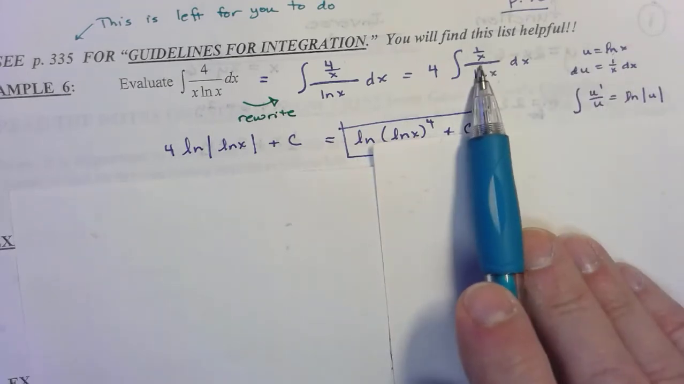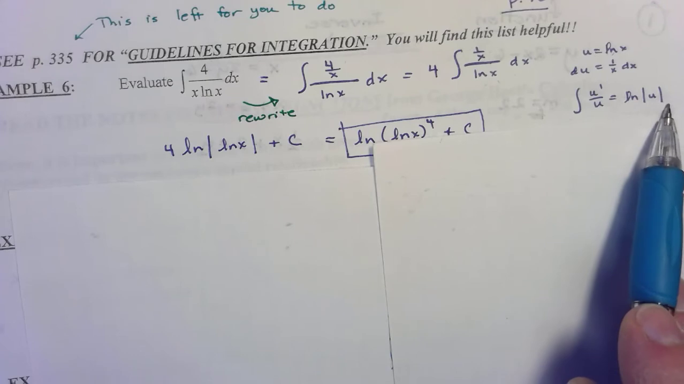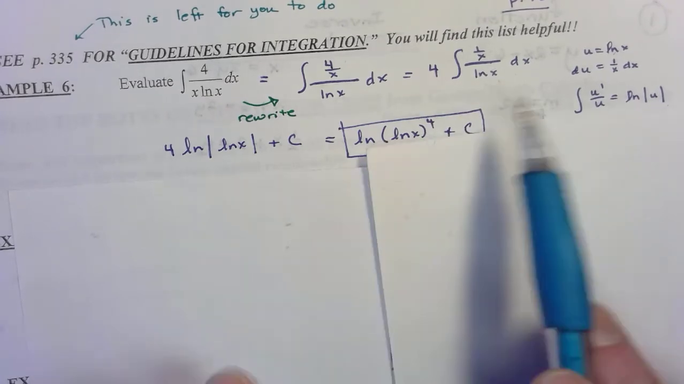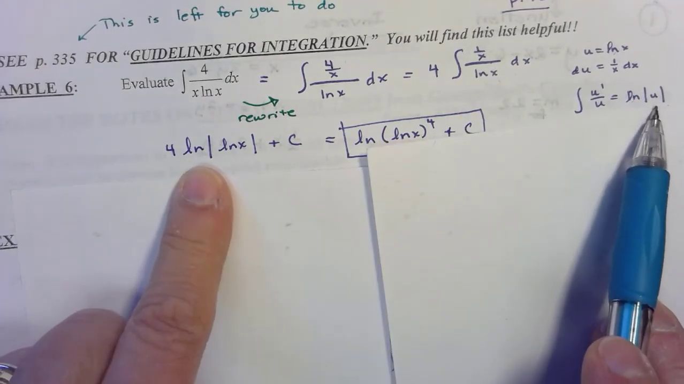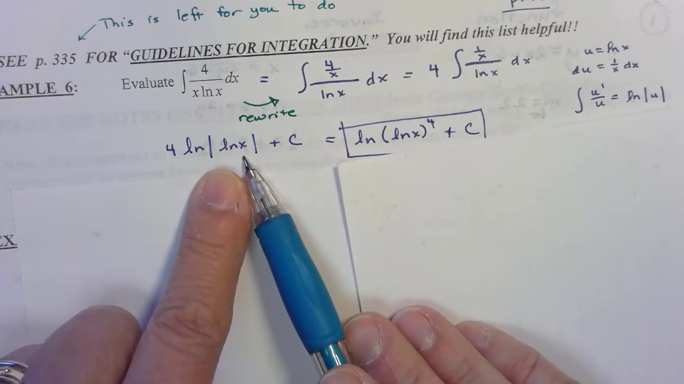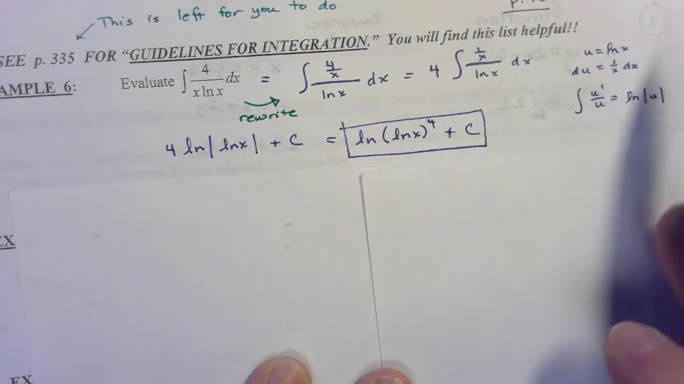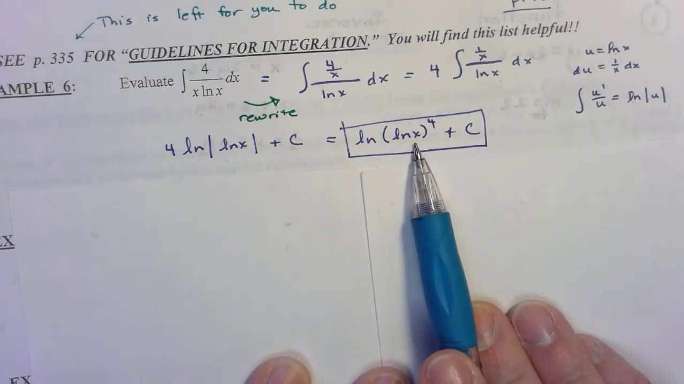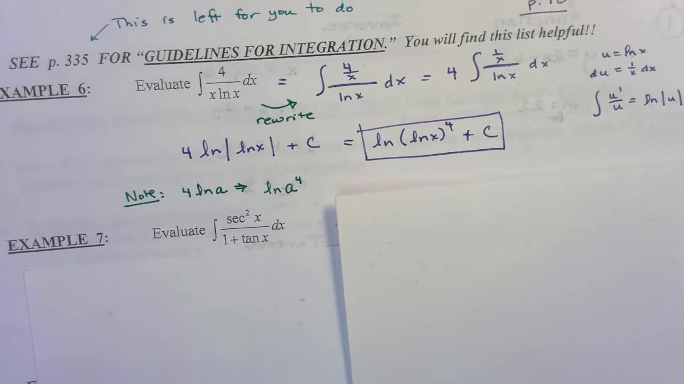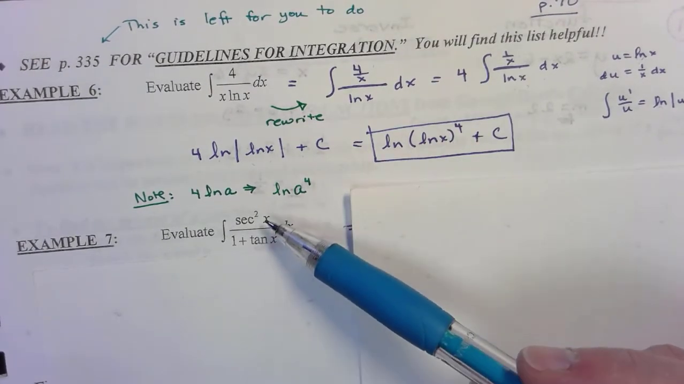And since I have u prime over u form, that's going to integrate to natural log of absolute value of u. So here's my 4. The natural log of the absolute value of, there's my u, plus c. And then this 4 becomes the exponent on this. Really cool.